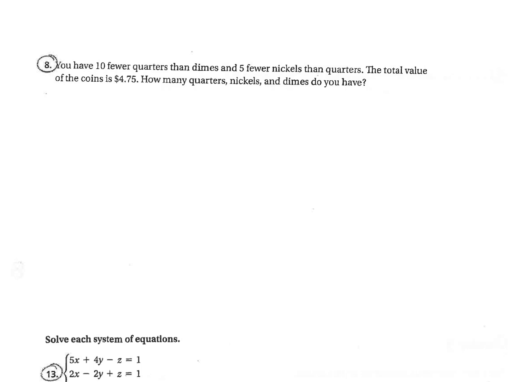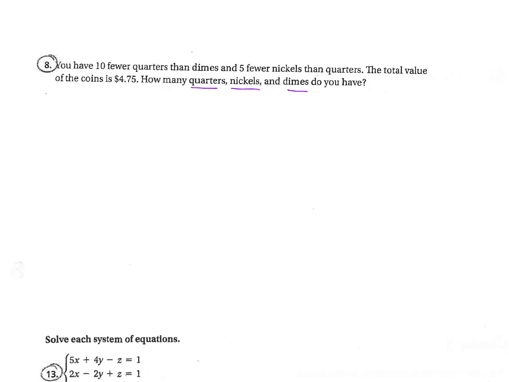Okay, so number 8, and like I said, it was supposed to say setup only. I must have shared with you a different version. I apologize. But it says you have 10 fewer quarters than dimes and 5 fewer nickels than quarters. The total value of the coins is $4.75. How many quarters, nickels, and dimes do you have?